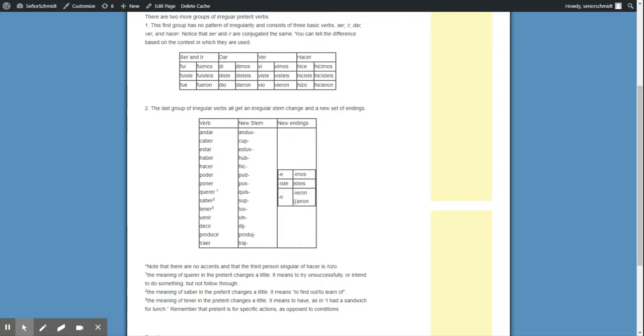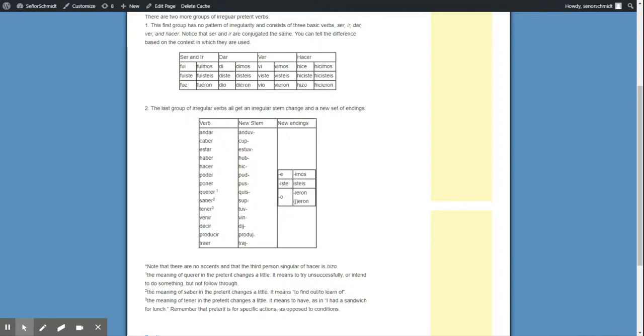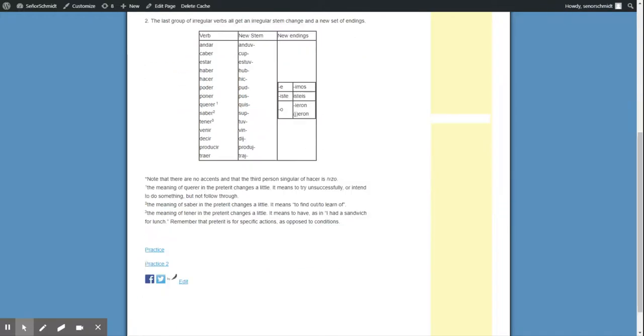So tener wouldn't be like I possessed something. It's got to be an action, right? So it'd be like I had a sandwich, tuve un sándwich, or somebody had a baby, ella tuvo un bebé. Okay, so these guys are pretty straightforward. They're just in their own little group, so remember them with their different endings.